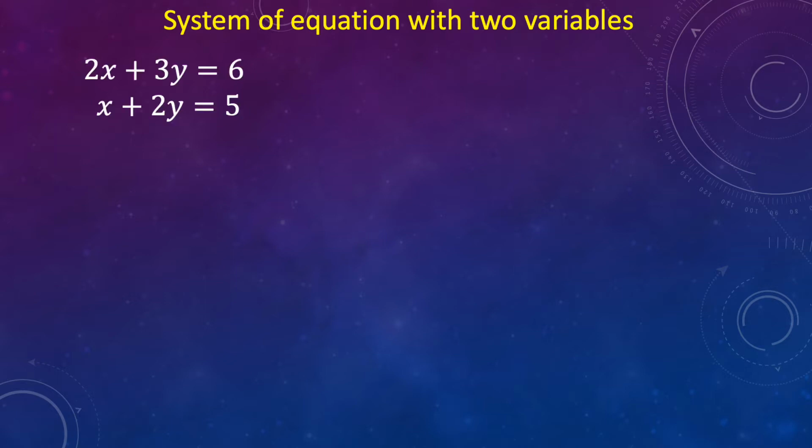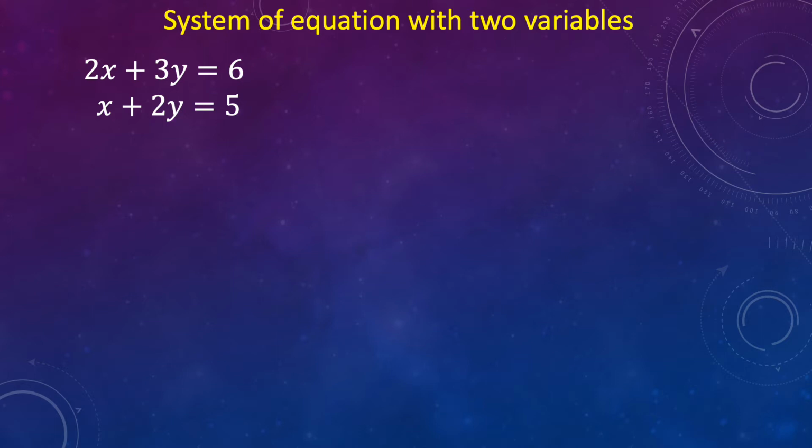The first example, 2x plus 3y equals 6 and x plus 2y equals 5. So how to solve this simultaneous linear equation? Okay, you have two choices. One is substitution, the other one is elimination method. So I'm going to show you elimination method.